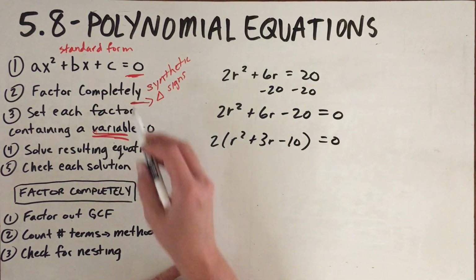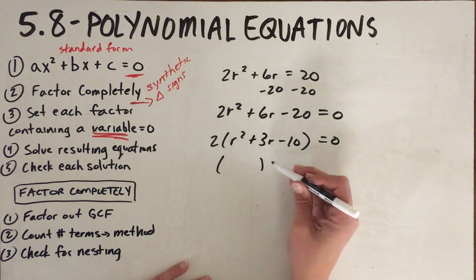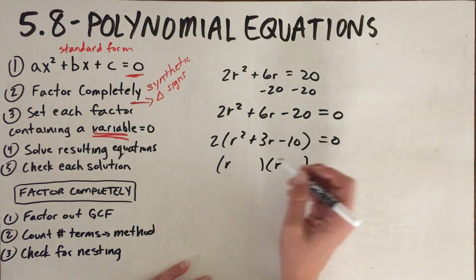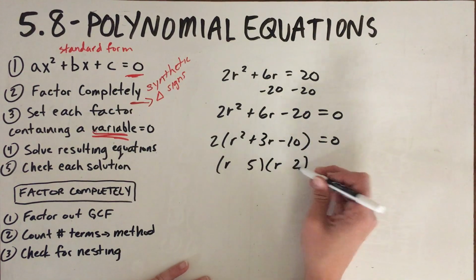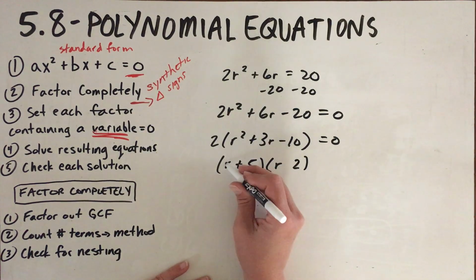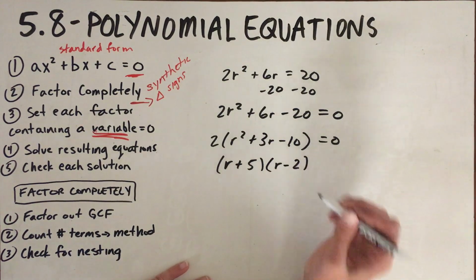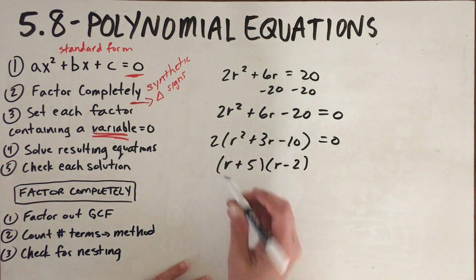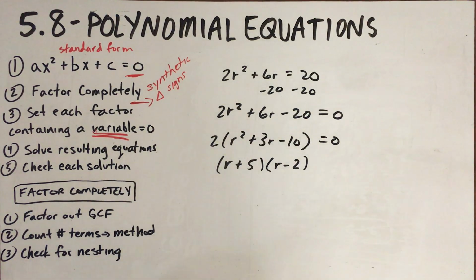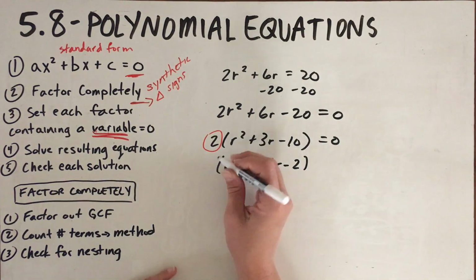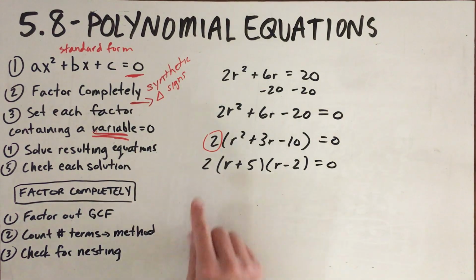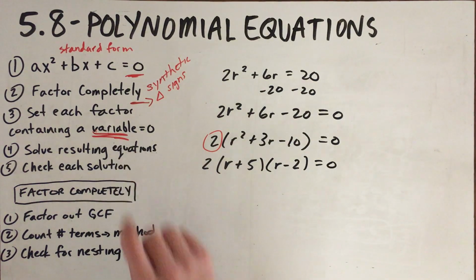To continue factoring completely here, I'm going to say this is a 3-term polynomial with a coefficient of 1, so this is going to be a hippobutts. Factors are 5 and 2, and the signs are going to be a positive 5 and a negative 2. Those multiply to the negative 10 and sum to the positive 3. Well, what happens to this factor right here? It is a factor. But we don't care about factors that don't contain a variable.